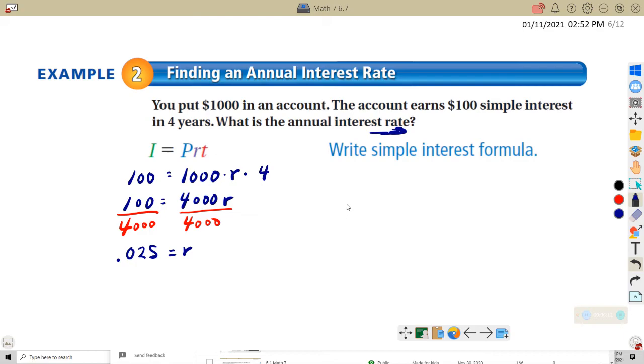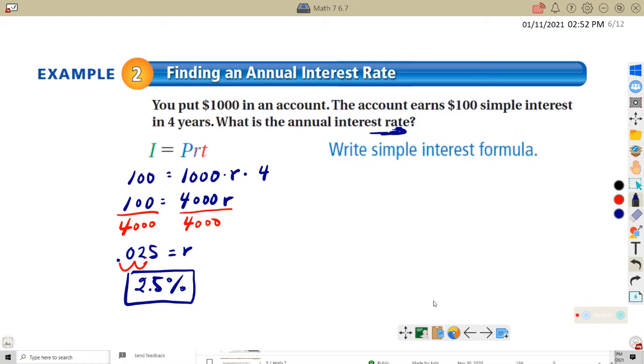Okay, but we're talking about interest rate, and this is going to be a percent. So I need to multiply by 100. I need to put my decimal between the 2 and the 5. 2.5%. That is our interest rate, 2.5%.